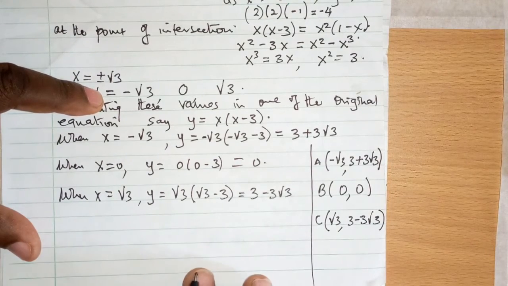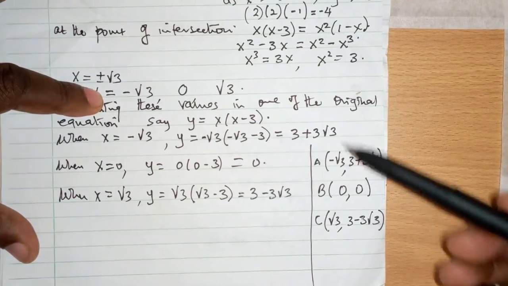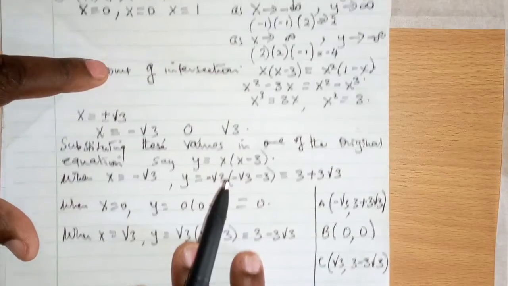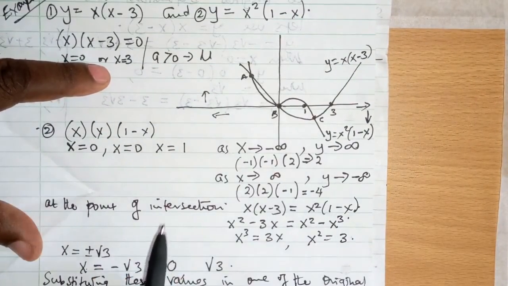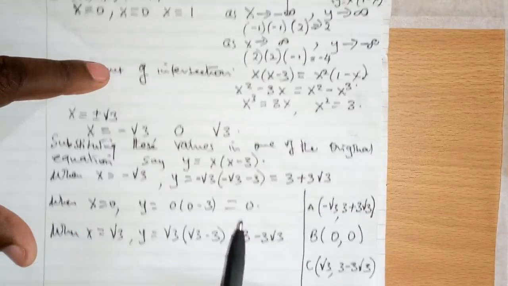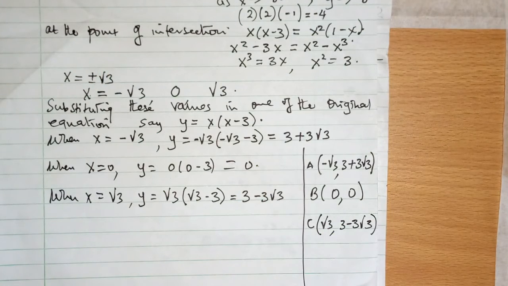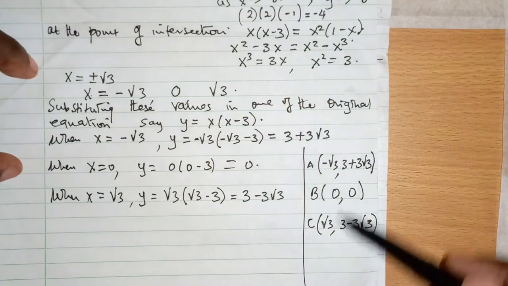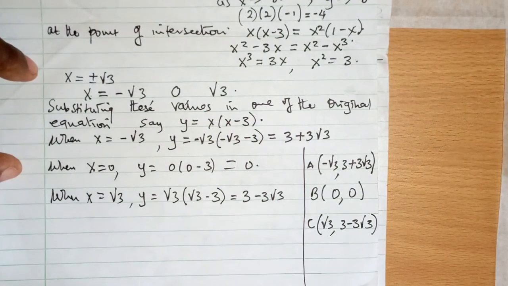So those are the three coordinates. Those are the points whereby the two graphs intersect. You can see point A, point B, point C with the coordinates as highlighted here. And therefore, yes, we have been able to plot the two graphs in the same set of axes, and you have been able to acquire the coordinates of the points of intersection. All right.